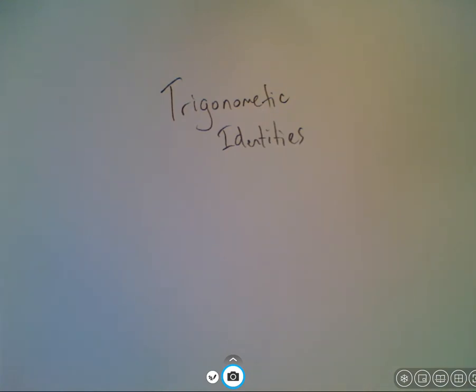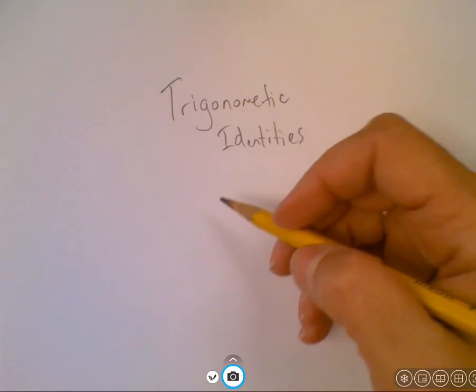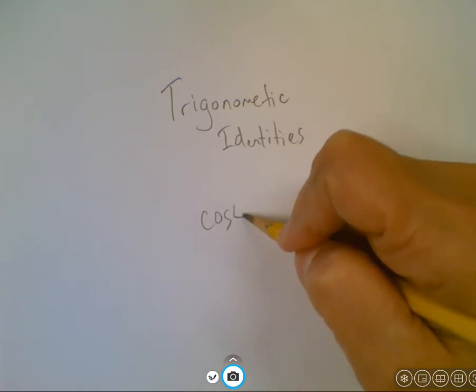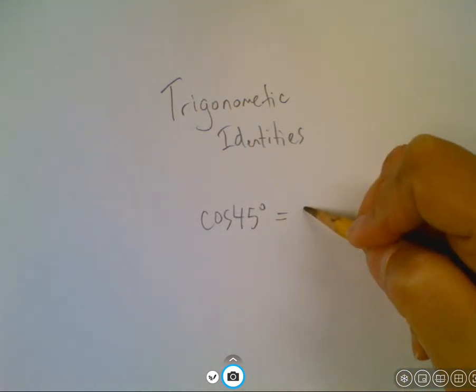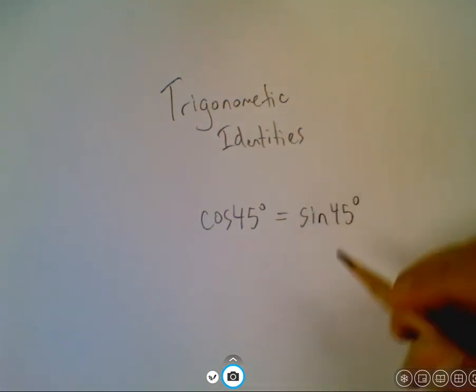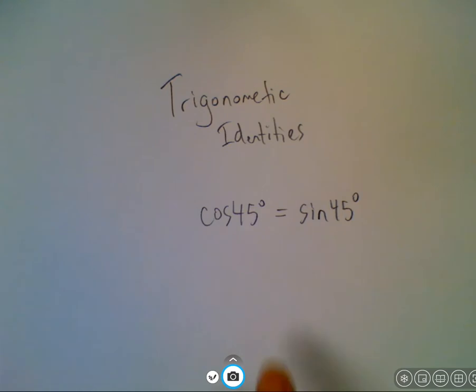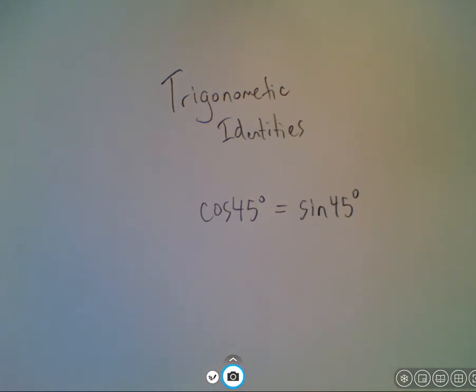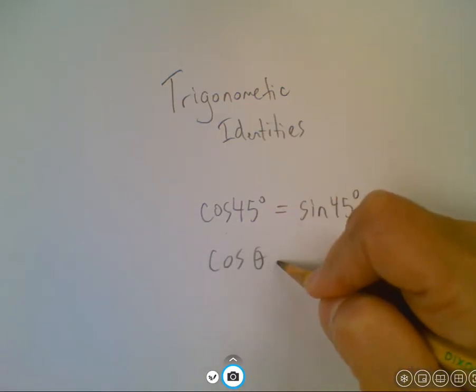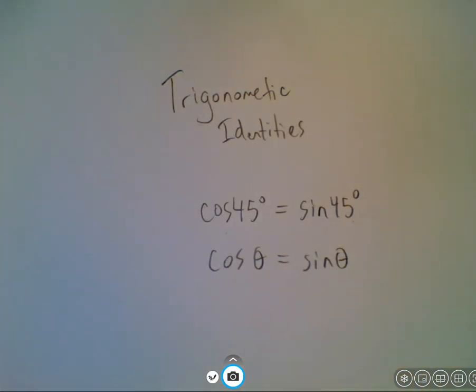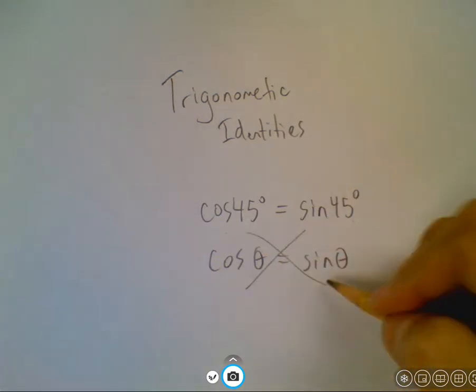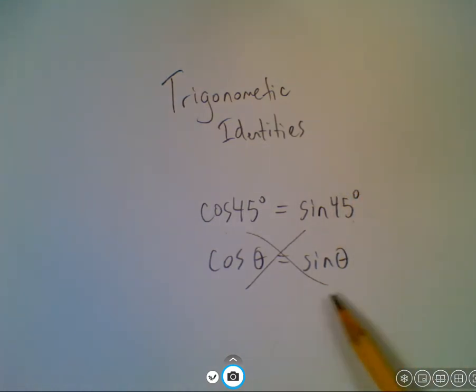Okay, so an identity is something that is true all the time. For example, suppose I know from special triangles that cosine of 45 degrees is the same as sine of 45 degrees, because they're both 1 over root 2. So this is true, right? But an identity means the statement is true for any angle that I put in here. So even though this is a true statement about 45 degrees, it is not a true statement for all theta. An identity is something that's going to be true for all theta.